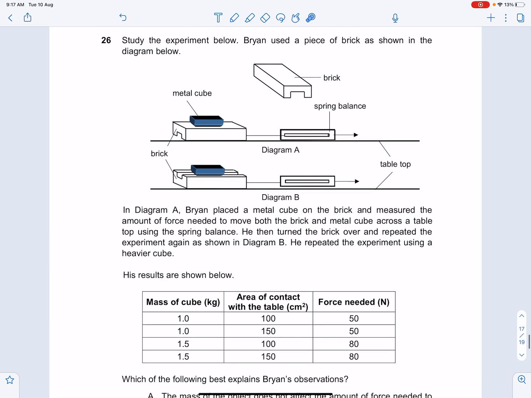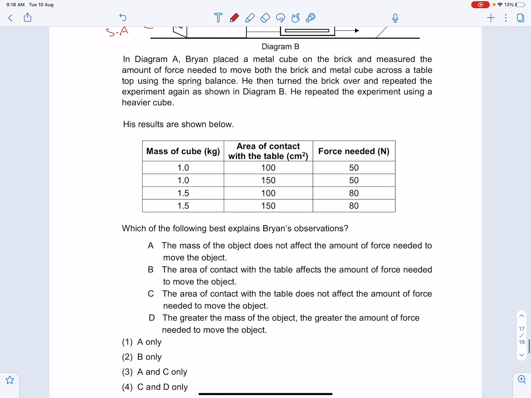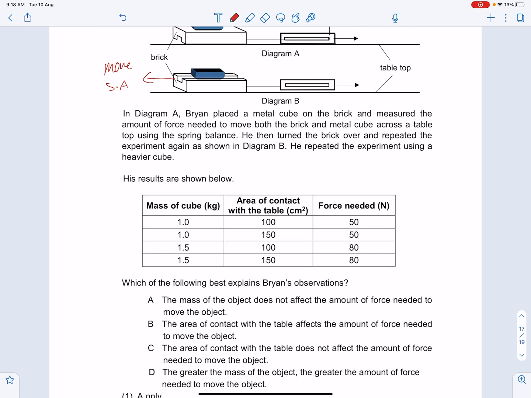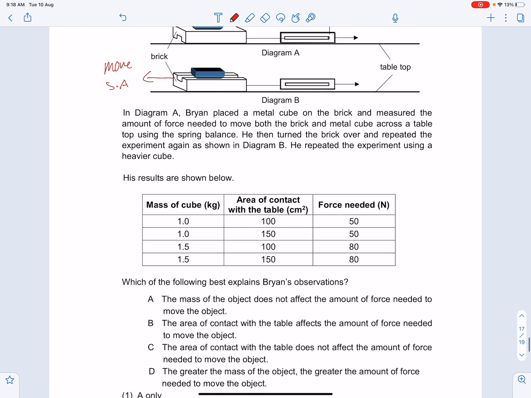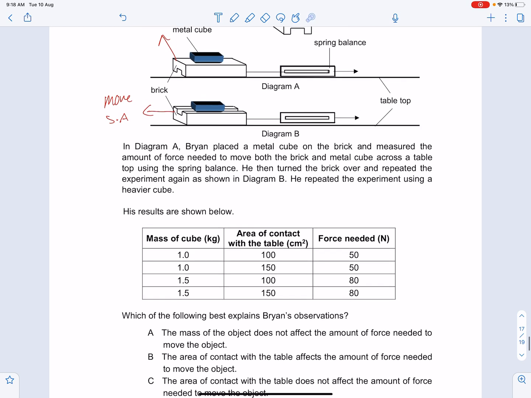As you can see over here, the difference between A and B is that your brick is being turned into a different orientation. The first orientation will give you less surface area in contact with the surface, and this one will give you more surface area in contact. This is the main difference. Now which of the following best explains Brian's observation? They then show you the results, and they ask which one best explains.